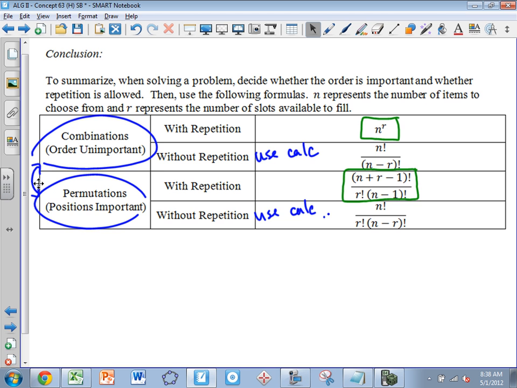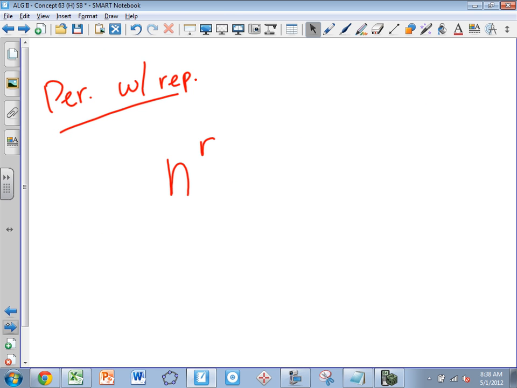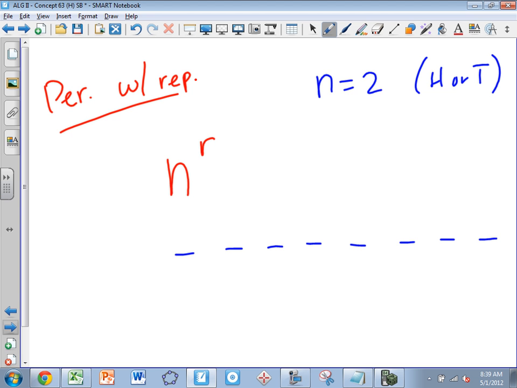All right, so let's go back. N to the r in this case. What was n? How many different choices do I have? 2. It's heads or tails, right? That's my choices. But how many times am I going to flip this coin? 8 different times. So there are really 8 slots to fill, each of which could be heads or tails, and the order does matter. So we have 2 to the 8th, which equals? Very good.